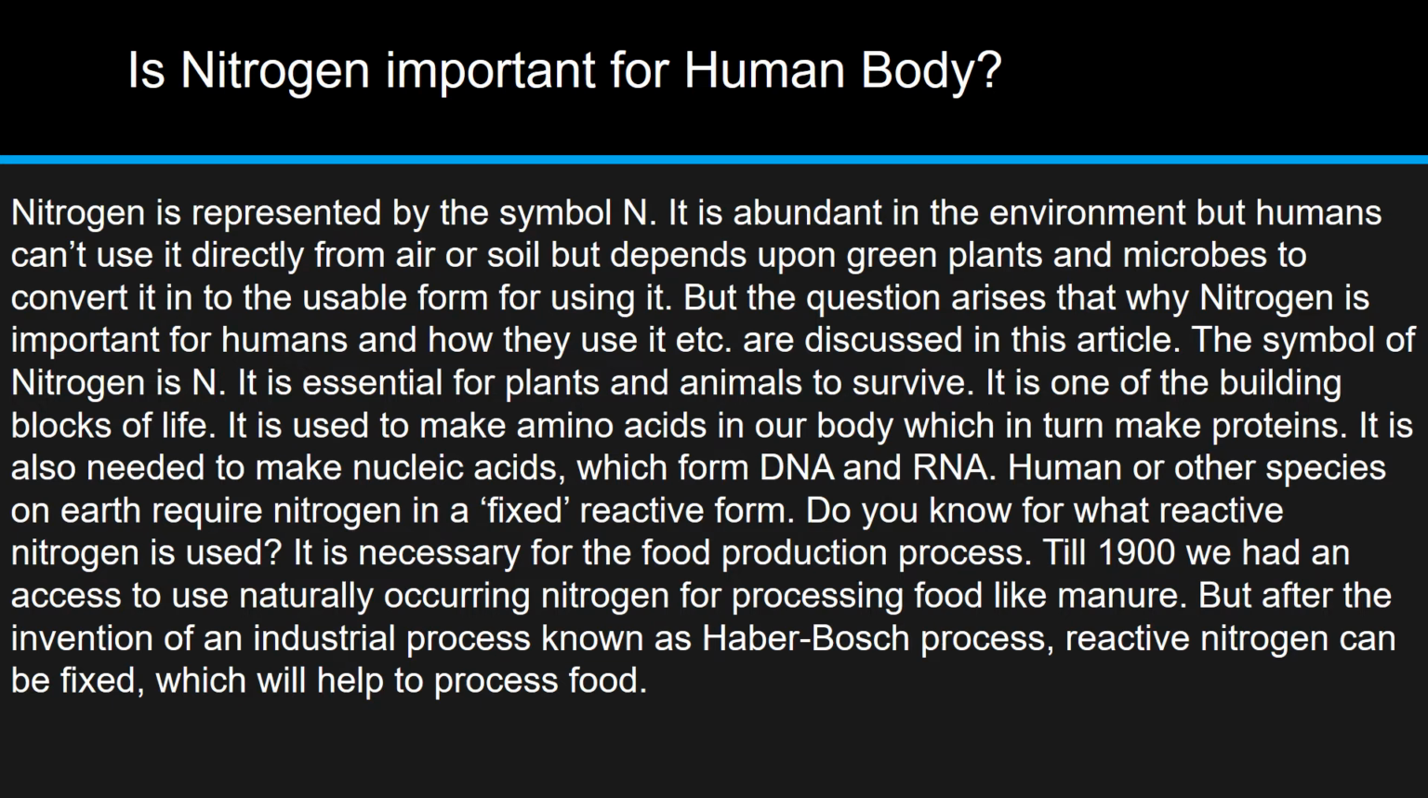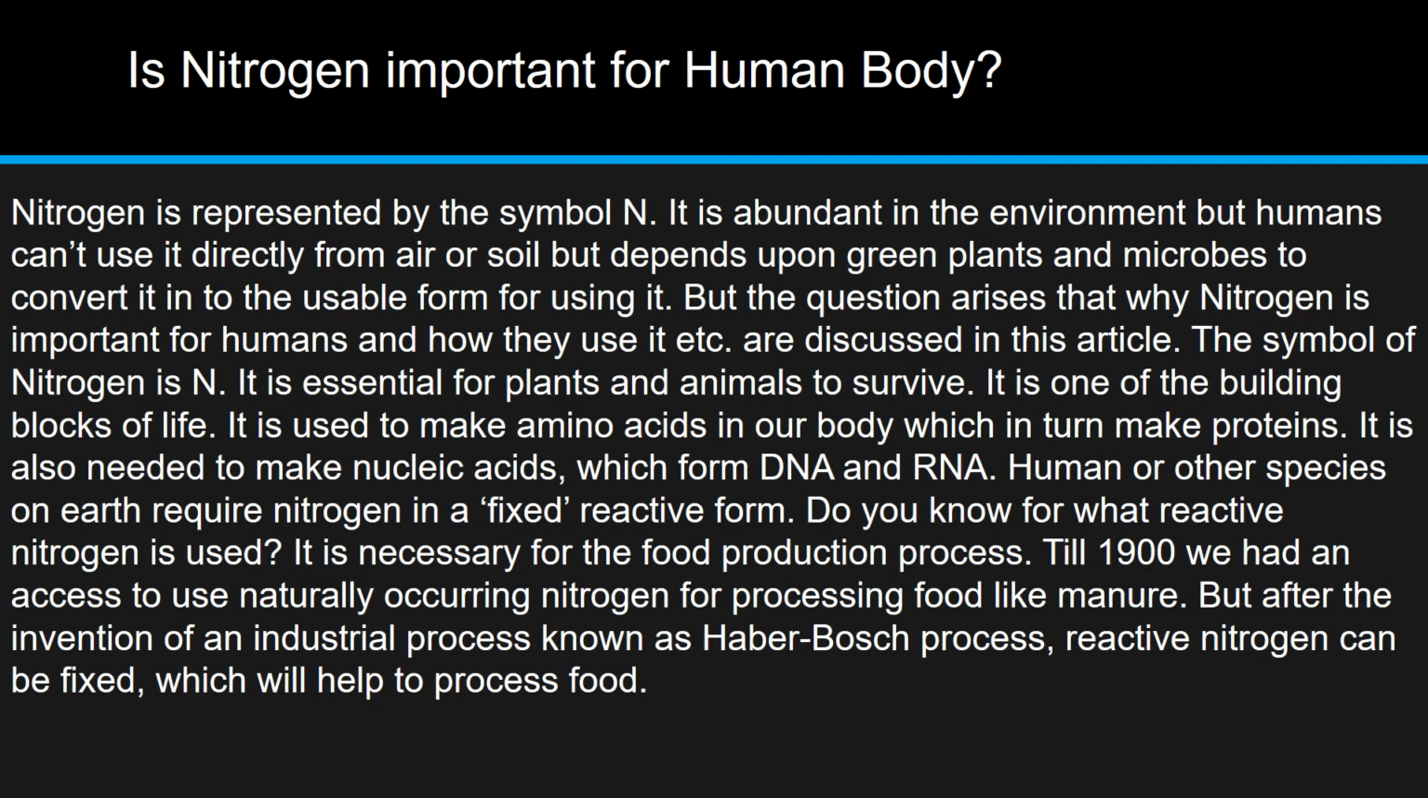Is nitrogen important for the human body? Nitrogen is represented by the symbol N. It is abundant in the environment, but humans can't use it directly from air or soil, but depend upon green plants and microbes to convert it into a usable form. But the question arises of why nitrogen is important for humans and how they use it. These are discussed in this article.